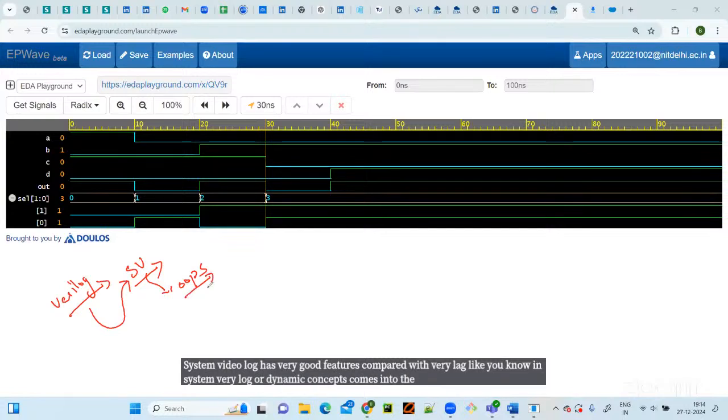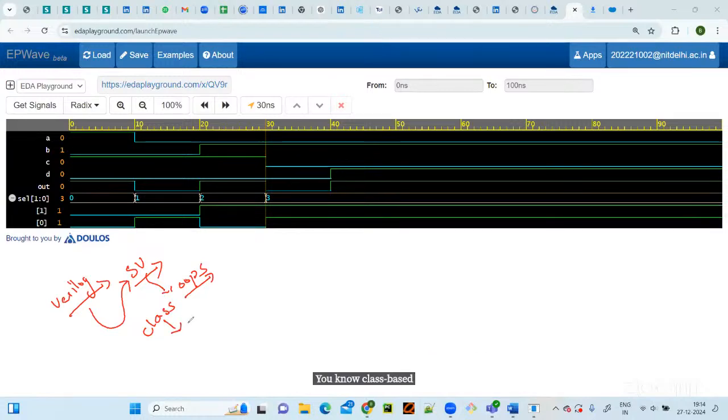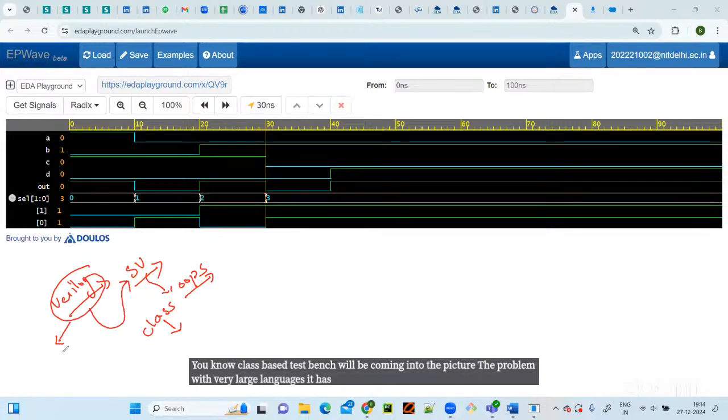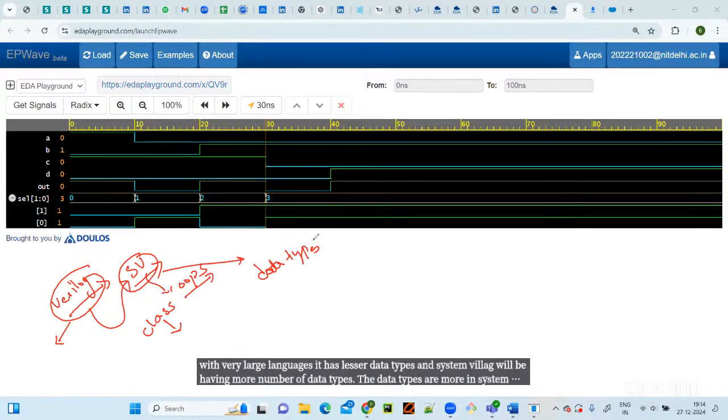That is where the concept of OOPS, object oriented programming, comes into the picture. This is where class based test bench will be coming into the picture. The problem with Verilog language is it has fewer data types, and SystemVerilog has more data types. The data types are more in SystemVerilog.